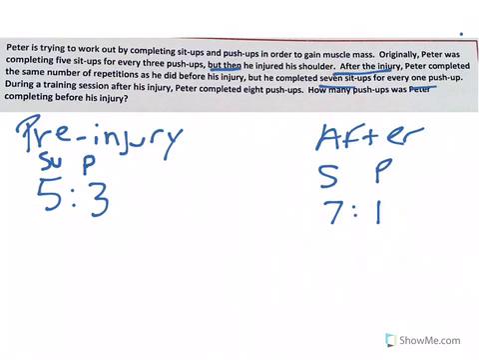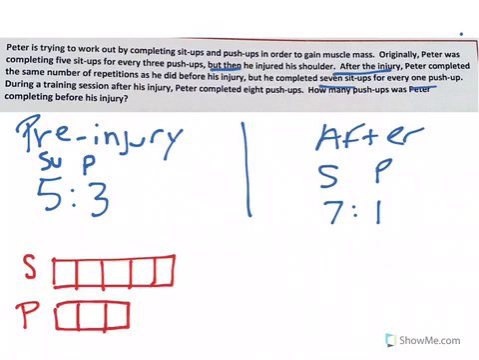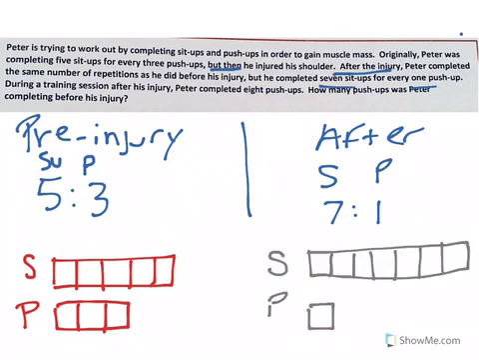So we have our information, and here's what I'm going to do. Same thing. I'm splitting this kind of down the middle, and I'm going to look at before the injury, the pre-injury, and I'm going to create my tape diagram, which is really going to help me solve this problem. Okay, so you see we have 1, 2, 3, 4, 5 sit-ups to every 1, 2, 3 push-ups. On the other side, now I'm going to go ahead and make my after the injury tape diagram. Again, you'll see 1, 2, 3, 4, 5, 6, 7 equal parts for our sit-ups and 1 equal part for our push-ups.